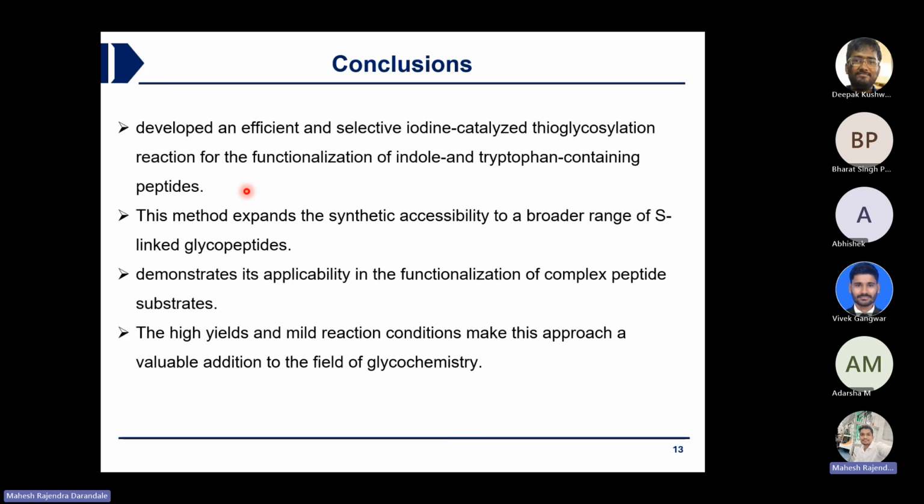So, conclusion: developed an efficient and selective iodine-catalyzed thioglycosylation reaction for the functionalization of indole and tryptophan-containing peptides. This method expands the synthetic accessibility to a broader range of S-linked glycopeptides. It demonstrates its applicability in the functionalization of complex peptide substrates. The high yields and mild reaction conditions make this approach a valuable addition to the field of glycochemistry. Thank you.